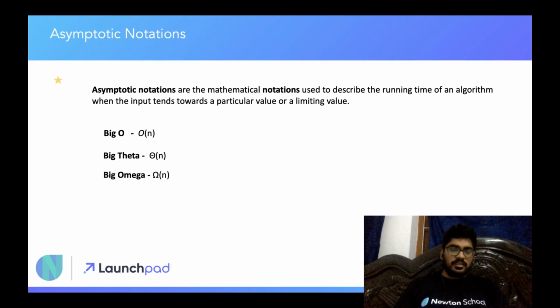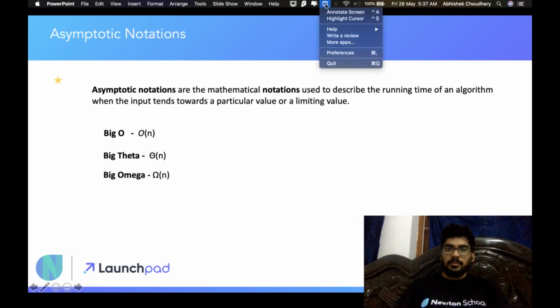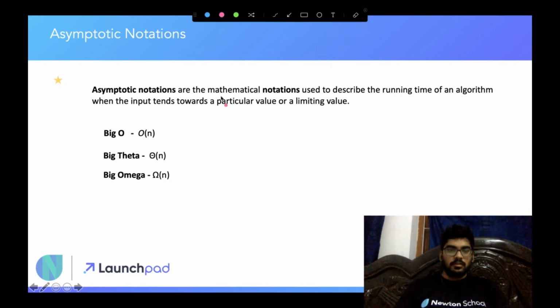So the first thing that's important: what does the term asymptotic notation mean? Let me start my annotate screen. To be very simple, the term is very simple. There are three kinds of notations that we use to analyze our program. One is called big O notation, one is called big theta notation, one is called big omega notation.